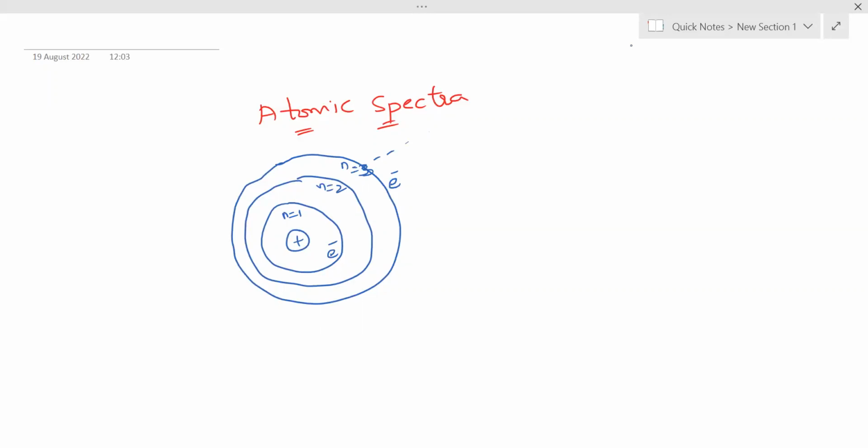So it is emission of energy or absorption of energy by an electron during its transition between different energy levels within the atom. That is described as atomic spectra. That is the phenomenon of atomic spectra.